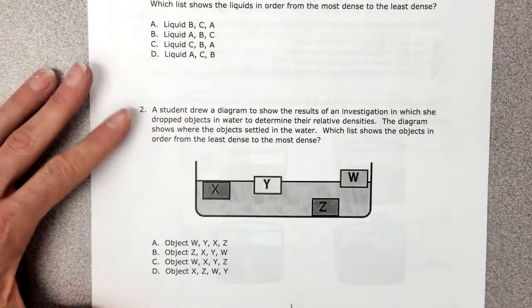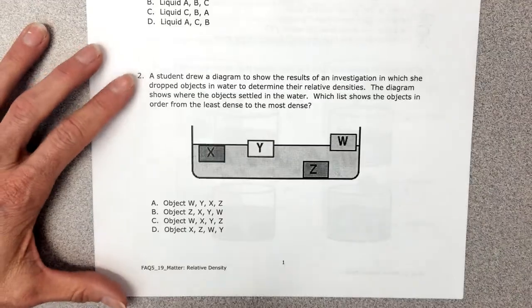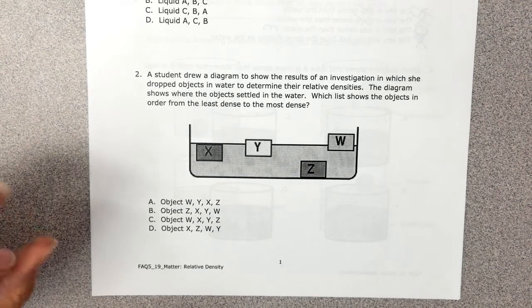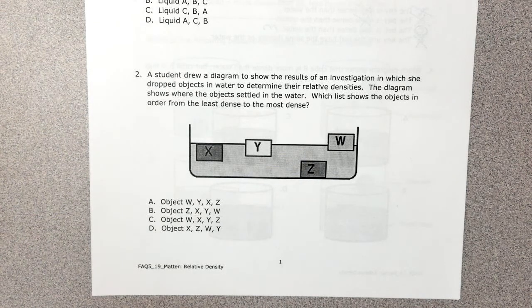Number 2 reads that a student drew a diagram to show the results of an investigation in which she dropped objects in water to determine their relative density. The diagram shows where the objects settled in the water. Which list shows the objects in order from the least dense to the most dense?